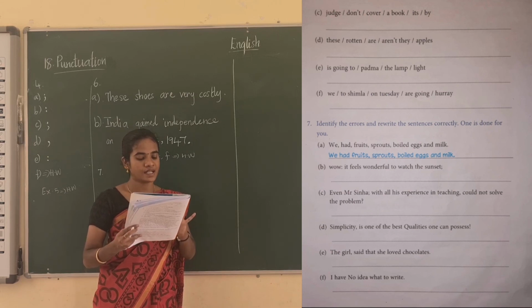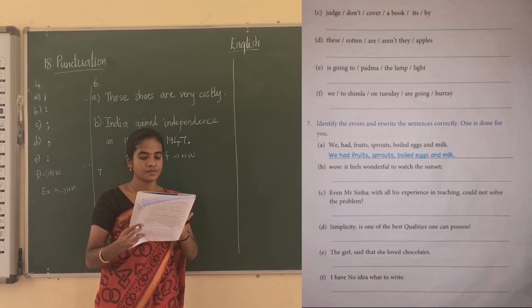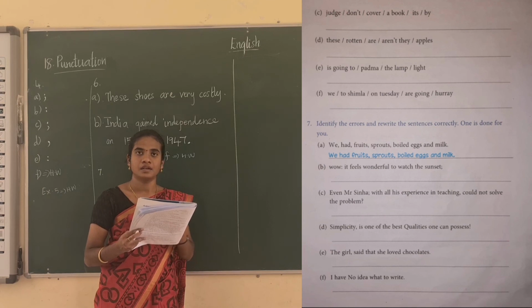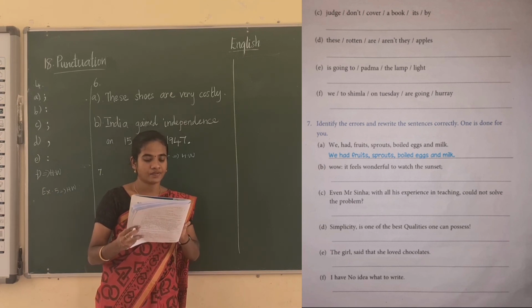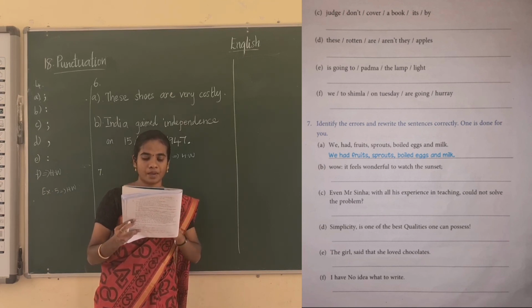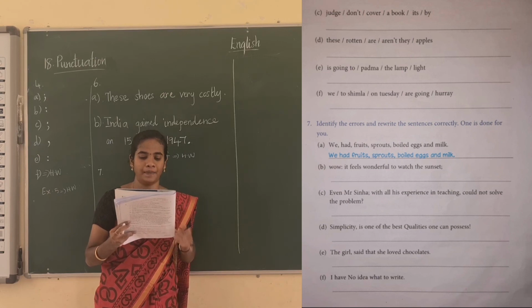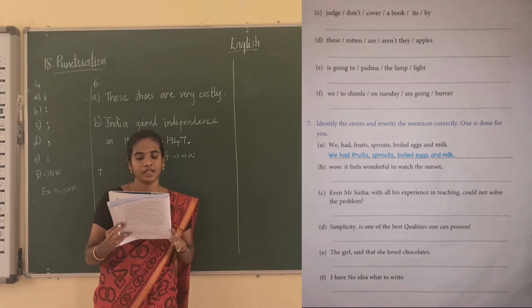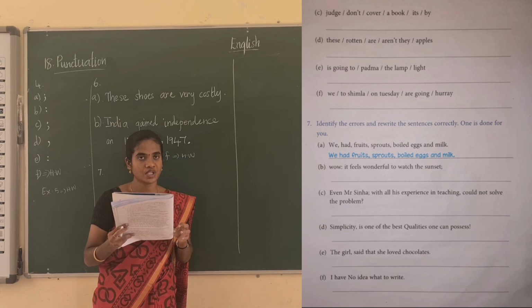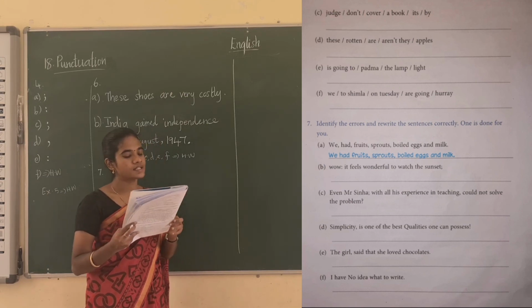See the first one, an example is given. We had fruits, sprouts, boiled egg and milk. So how can we write? We had fruits, comma, sprouts, comma, boiled egg and milk. Like this only you have to write. Here there is an error in the punctuation mark.